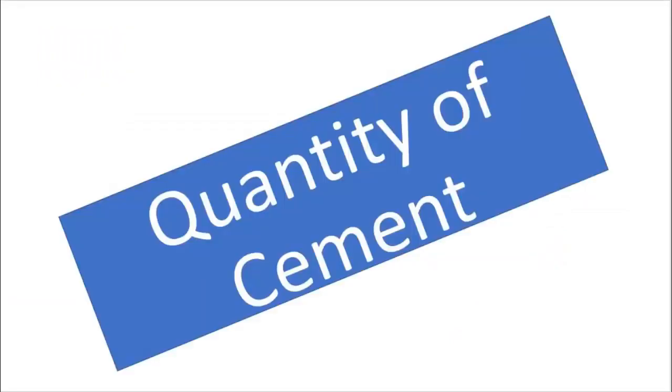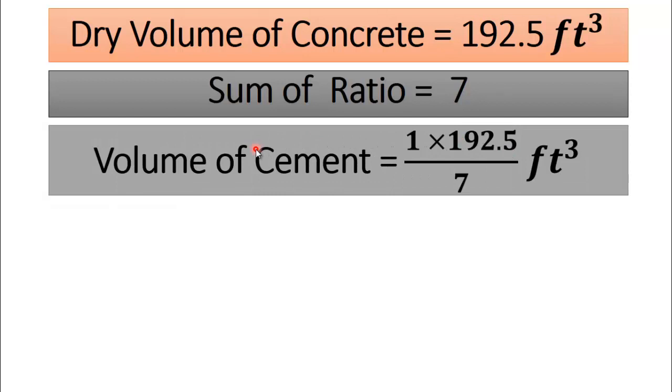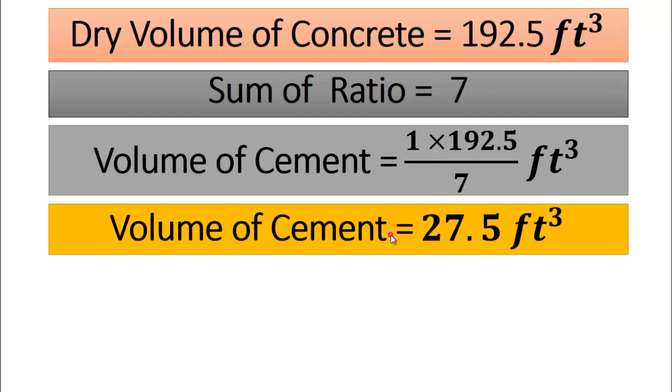Now first we will find the quantity of cement. Dry volume of concrete is 192.5 cubic feet and sum of ratio is 7. Now to find the quantity of cement we will use the previous equation discussed, which is volume of a material is equal to its ratio multiplied by total volume and divided by sum of ratio. The content of cement in the ratio given was 1, while the total volume is 192.5 divided by sum of ratio. After simple calculation we will get volume of cement is 27.5 cubic feet.